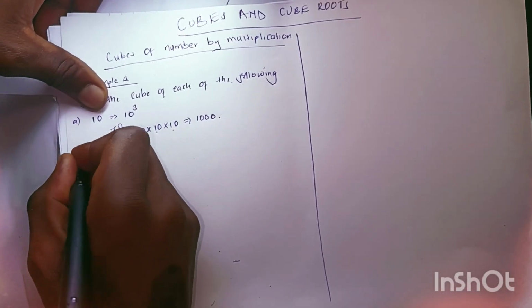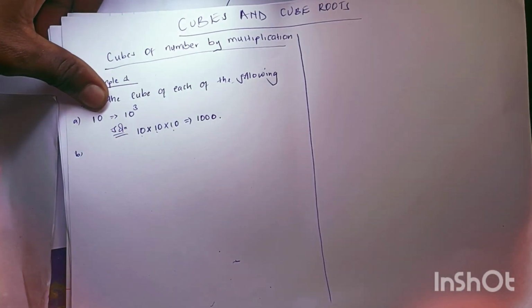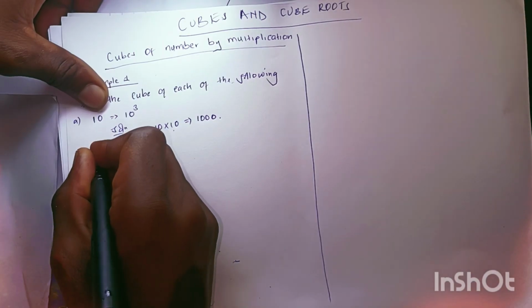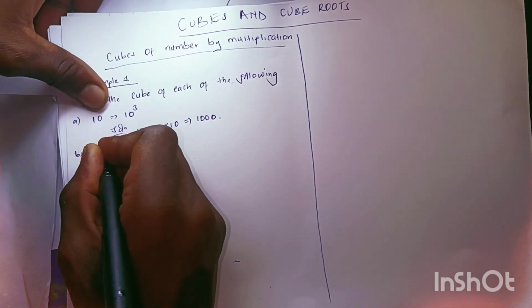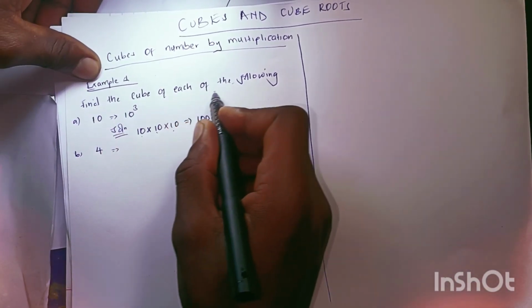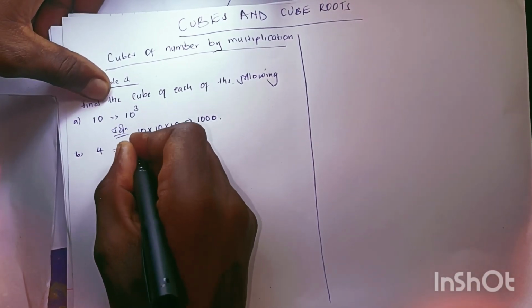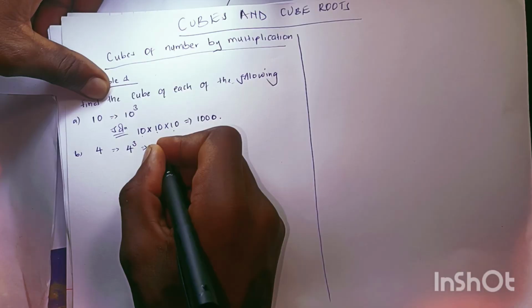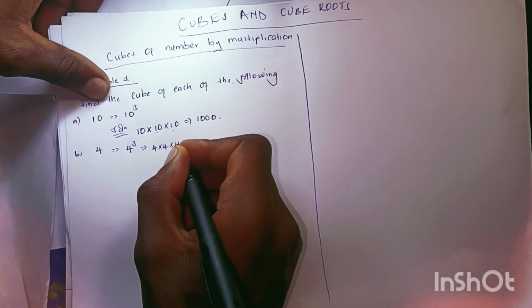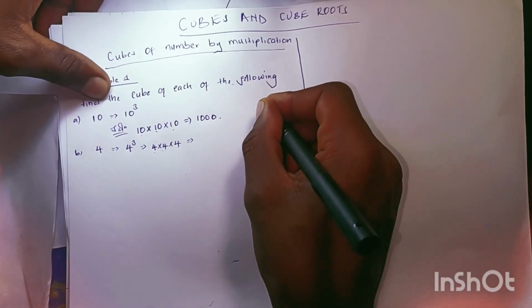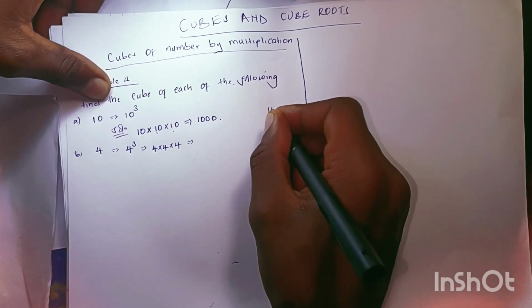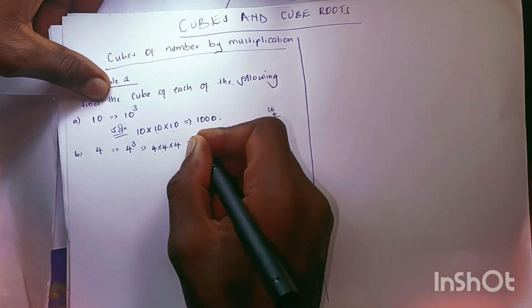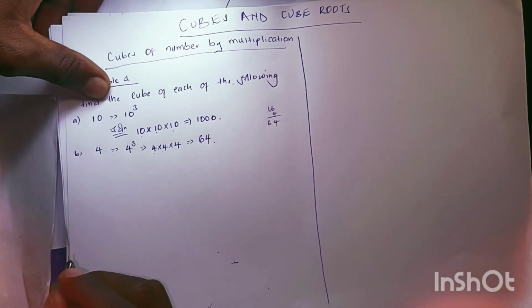What about B? Let's say for example I have 4, then they say find the cube of each of the following. I'll have to write 4 cube. What do I mean by 4 cube? It is 4 times 4 times 4. You multiply 4 thrice. So 4 times 4 is 16. 16 times 4 is just 64. Yes, you'll be able to get that answer.